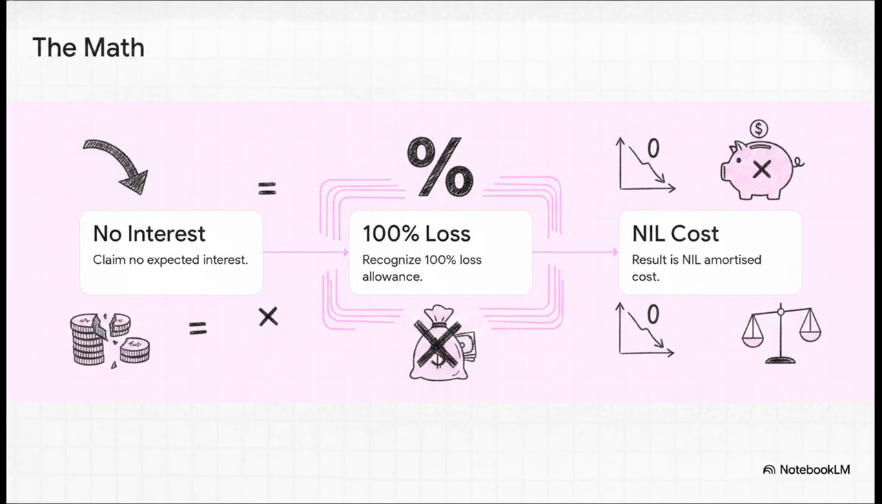So think about the step-by-step reality here. The company's argument simply doesn't hold ground. If a company legitimately doesn't expect to receive interest on a credit-impaired loan, well, it means they haven't recognized enough of a loss allowance. If you claim you expect zero interest, you mathematically must recognize a 100% loss allowance on that asset. And if you do that, it forces your amortized cost to zero anyway. And what's the interest on a zero amortized cost? It's zero. The math resolves the issue automatically without needing to invent a new policy.